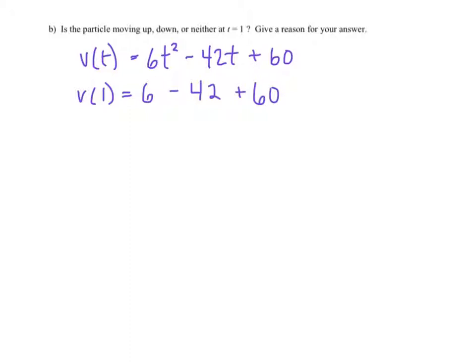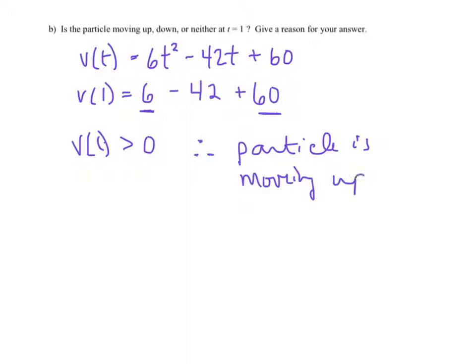Now remember, I do not care what the actual numeric value of the velocity is at 1. All I care about is if it's going to be positive or negative. So if you just look at this, are you going to get a positive number or a negative number? Well, 6 and 60 add up to 66, minus 42 is definitely going to be a number greater than 0. So I can say that v of 1 is greater than 0. Therefore, because the velocity is positive, I can say the particle is moving up.